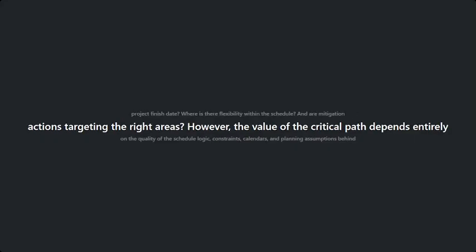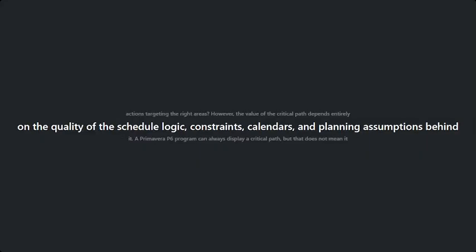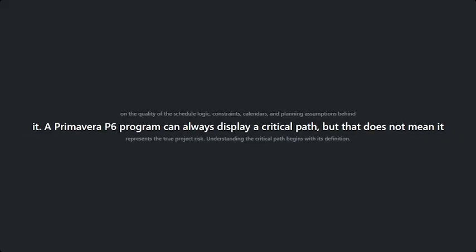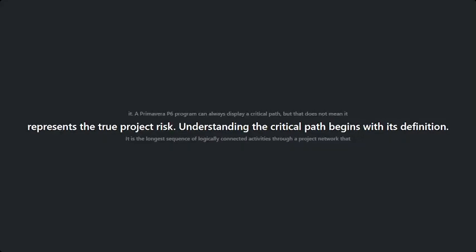However, the value of the critical path depends entirely on the quality of the program logic, constraints, calendars, and planning assumptions behind it. A Primavera P6 program can always display a critical path, but that does not mean it represents the true project risk. Understanding the critical path begins with its definition.